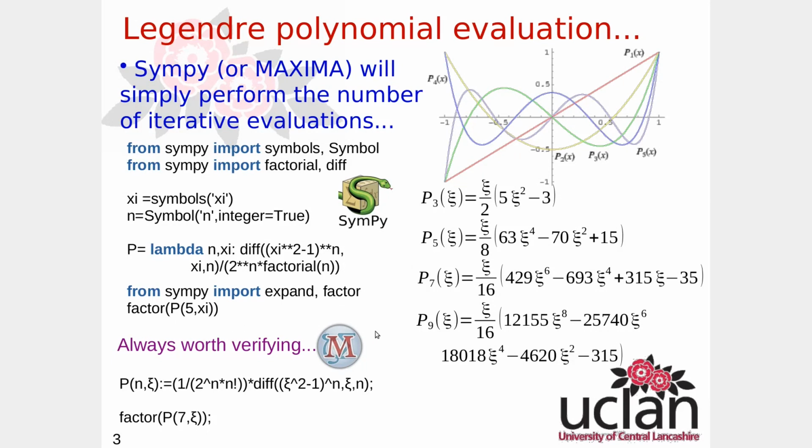It's always worth verifying these in Maxima. It's even simpler in Maxima as it's a CAS by default, and it has nice little things like n factorial. The raised to the power here could be used. The double multiply will also work in Maxima, and again factor p, factor of p7, using this function would generate this polynomial. And taking the roots of each of these polynomials will produce the Gauss points as just calculated.